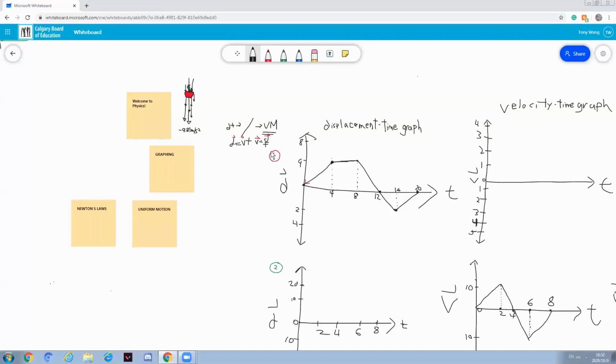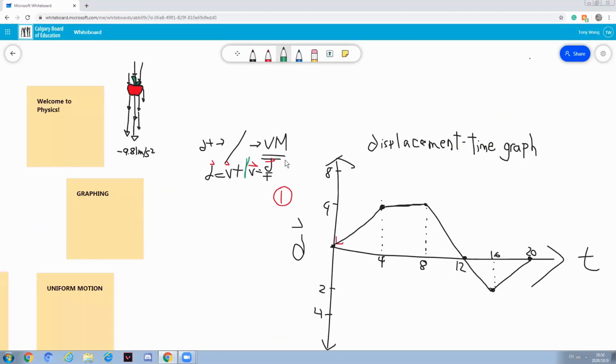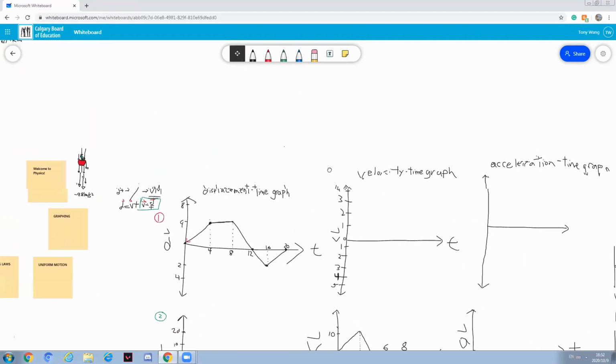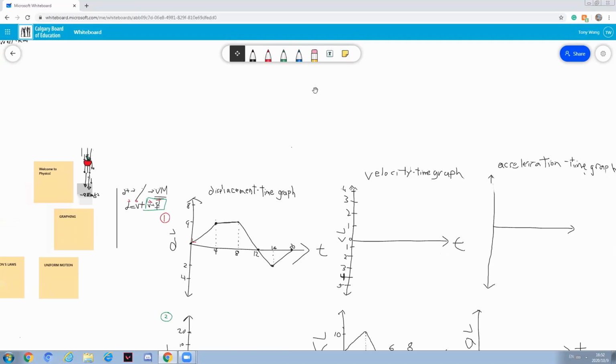So the formula is right there on the screen. It's V equals D over T. Okay, so you have D, 4, you have T, 4. 4 over 4 is 1. Right now I'm teaching you how to convert from a displacement time graph to a velocity time graph, which can then be converted to an acceleration time graph. So it's best you stay with me so we can get through this lesson.